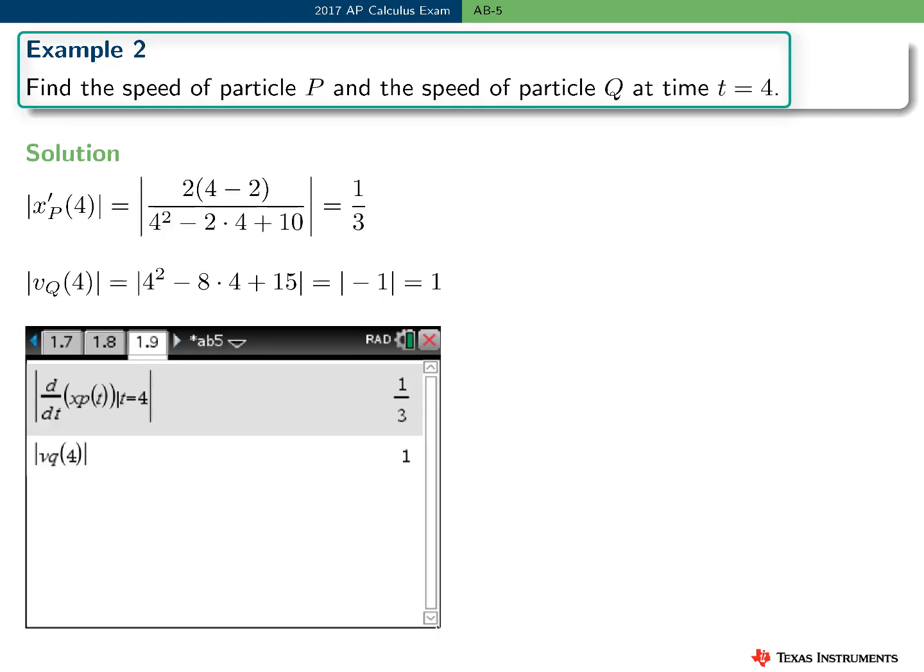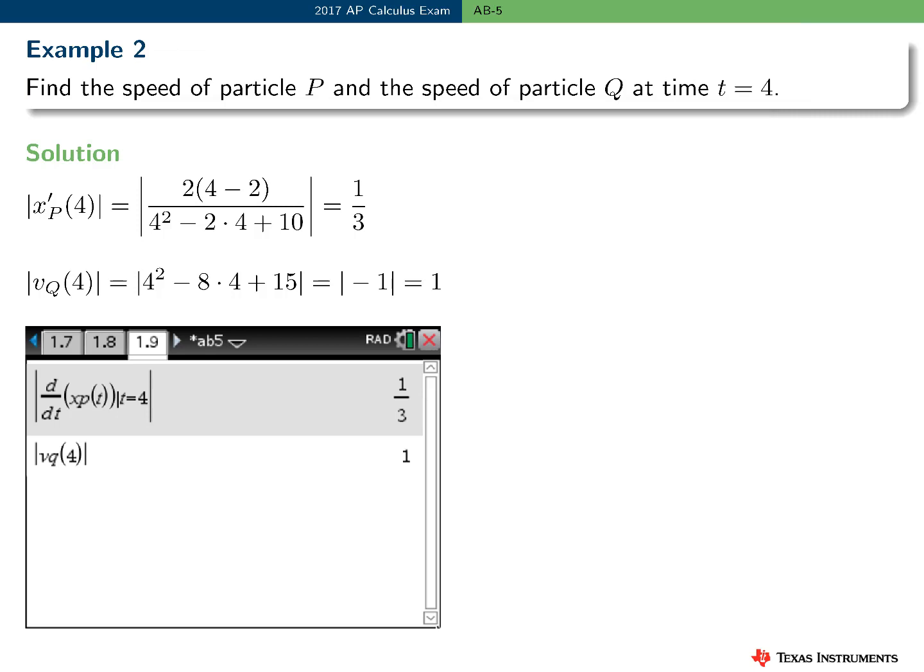In this example, let's find the speed of particle p and the speed of particle q at time t equal 4. Here's how I solved this problem analytically without technology. I need to use the fact that speed is the absolute value of the velocity. And I found the velocity of particle p in part A. So I first found the absolute value of the velocity at time t equal 4, and then the velocity of particle q is given. So I found the absolute value of v sub q of 4.